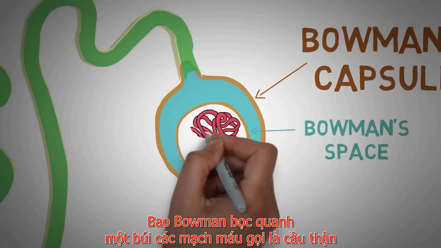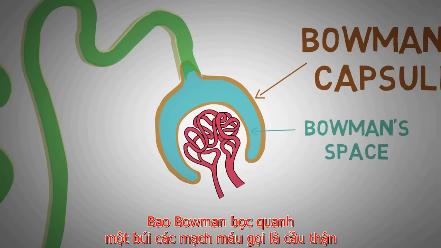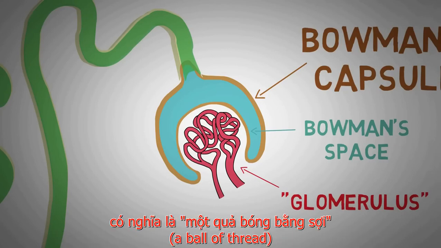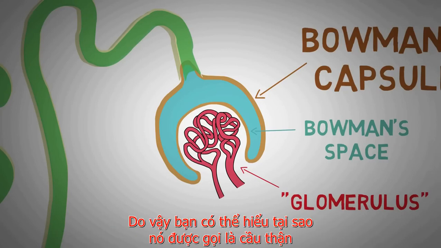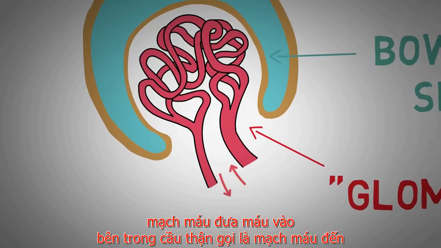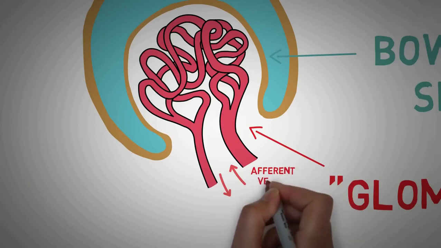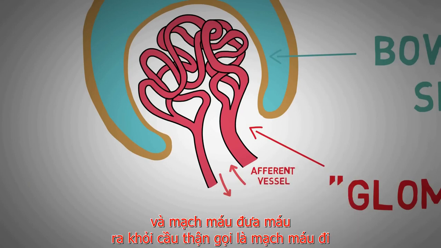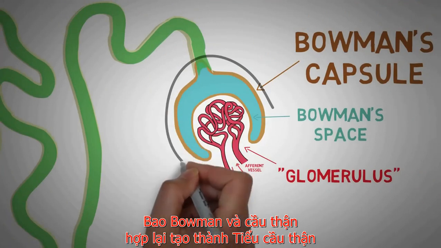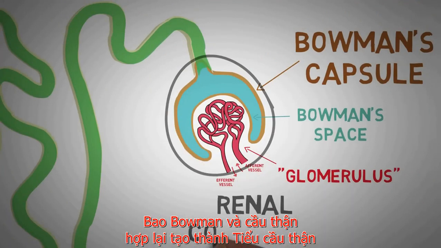The Bowman's capsule encloses a cluster of blood vessels which is known as the glomerulus. The word glomerulus is derived from the Latin word glomer, meaning a ball of thread. So you can see why this is known as a glomerulus. The blood vessel which brings the blood inside the glomerulus is known as the afferent vessel. And the blood vessel taking the blood out of the glomerulus is known as the efferent vessel. Remember, A comes before E, so afferent brings the blood in and efferent takes the blood out. The Bowman's capsule and glomerulus together constitute the renal corpuscle.